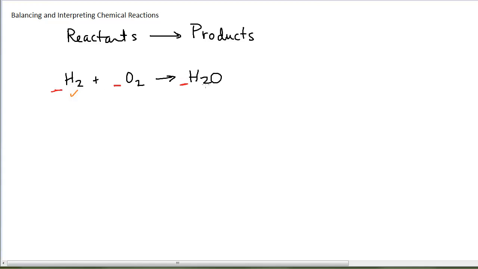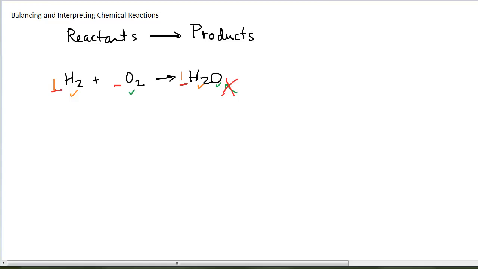There are 2 hydrogens on this side and 2 hydrogens on this side, and so my hydrogens are balanced. Sometimes it is that easy. That would be the same thing as saying there is 1 H2 and 1 H2O. Then I go on to my next element, which is oxygen. There are 2 oxygens on the left, but there's only 1 oxygen on the right as far as the formula of water. I would never, ever change the subscript of an element listed in a chemical reaction.